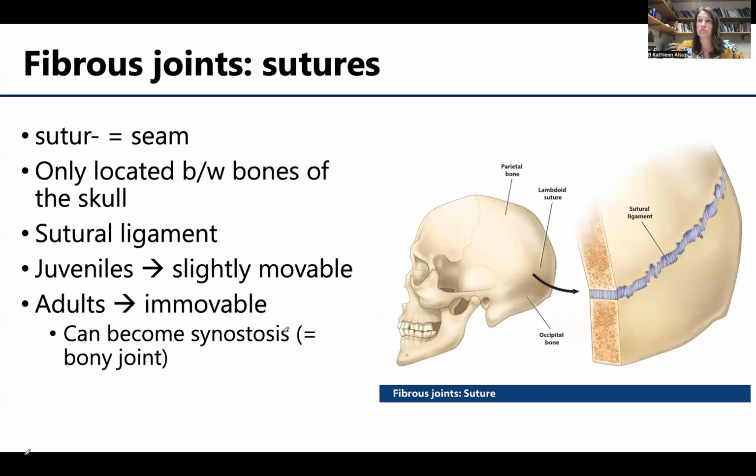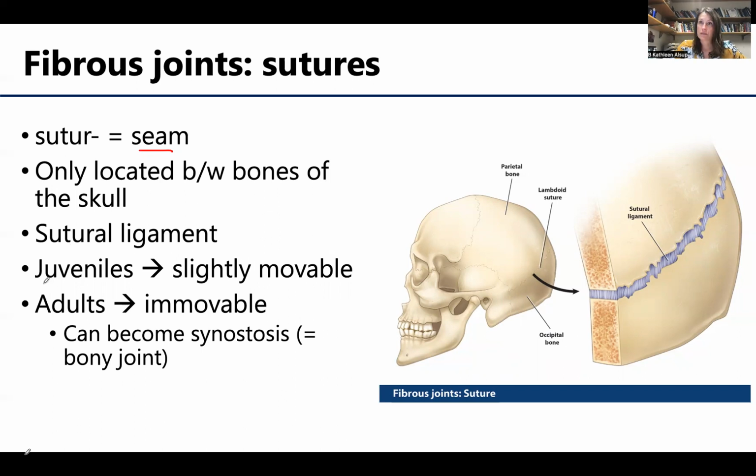Sutures literally mean a seam. And we only have sutures associated with the skull. So these are going to be the joints between the bones of the skull, other than at the temporomandibular joint, which is an example of a synovial joint. The rest are going to be sutures. And the connective tissue that is going to bind between the bones is referred to as the sutural ligament.